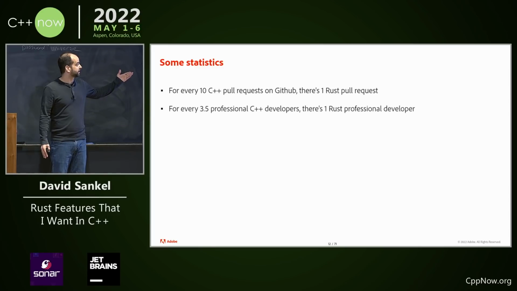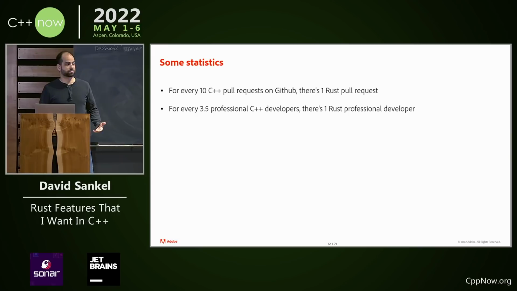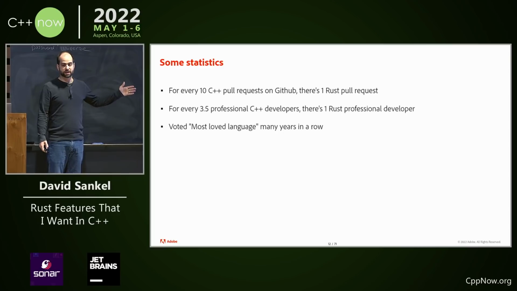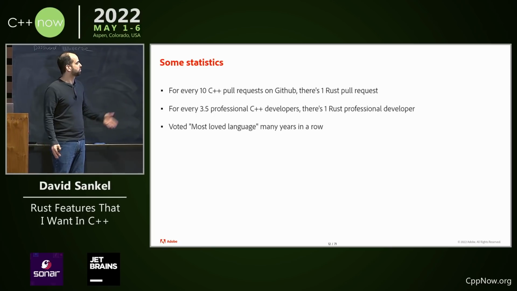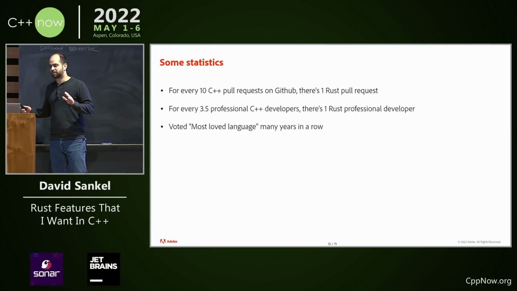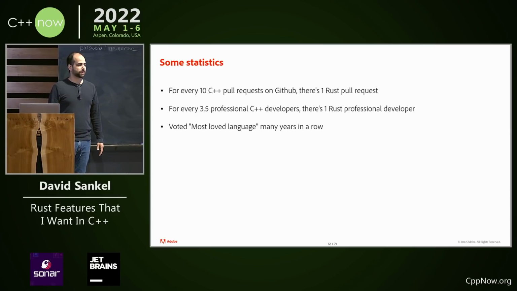And then for every 3.5 professional C++ developers, there's one Rust professional developer. I couldn't believe that. I don't know that many Rust professional developers out there, but this is what they got from their statistics. It could be off by a factor of 10. Even if it is, it's still a huge number, right? So there's something going on with this language. I think it's worthwhile to look into, but it was also voted most loved language many years in a row, right? Why is this systems language, versus all these other languages, JavaScript or whatever, the most loved language many years in a row? That just means it's worth looking into.